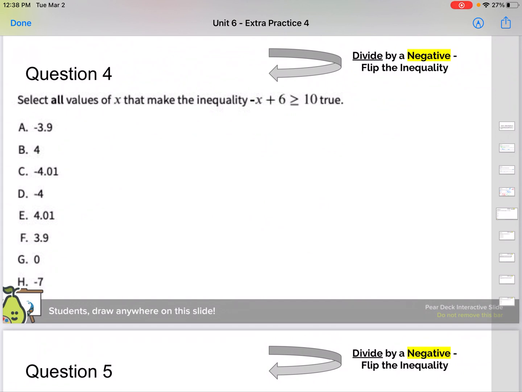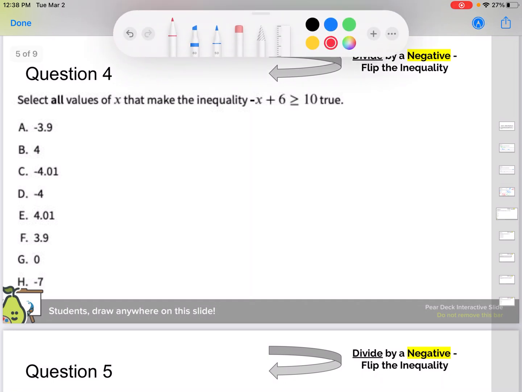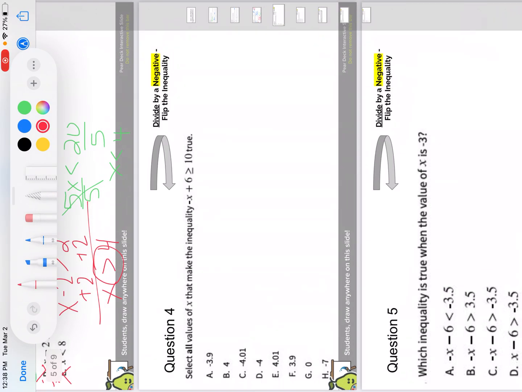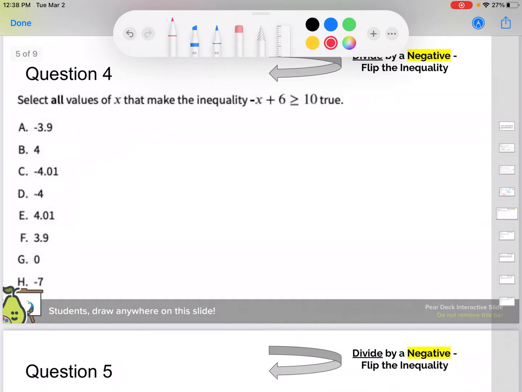Select all the values that make the inequality true. Okay, so negative x plus 6 is greater than or equal to 10. We want to see if it's going to be true. So I'm going to need my handy-dandy calculator, or I can use my handy-dandy brain, whichever works better. If you're not real comfortable with your integer rules yet, we're going to keep working on those. So a negative times a negative is going to be a positive. So that tells me 3.9 plus 6 is greater than or equal to 10. Well, that's not true because that's going to be 9.9 and that's not greater.